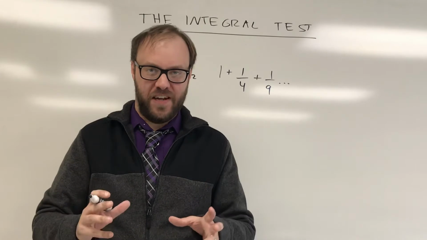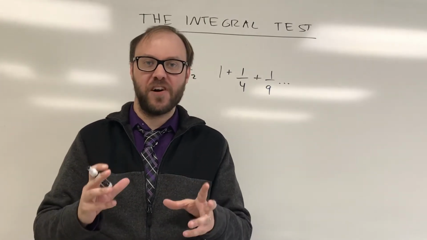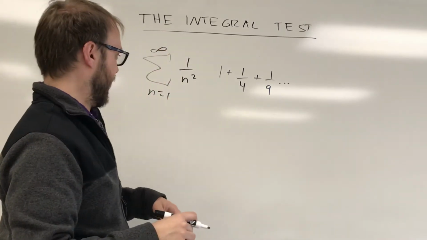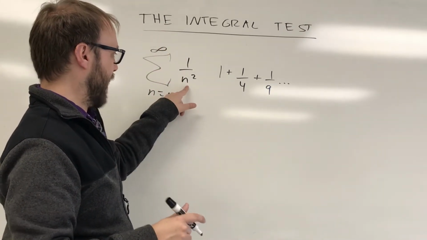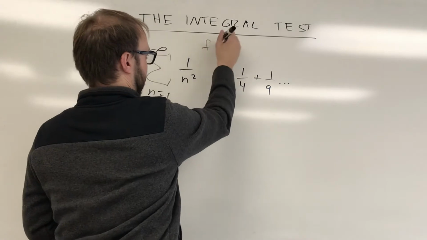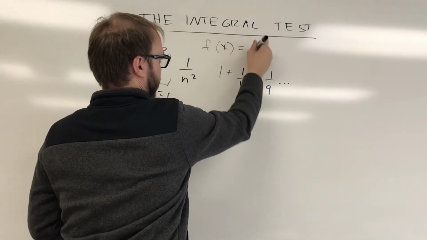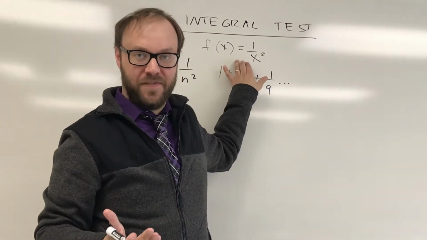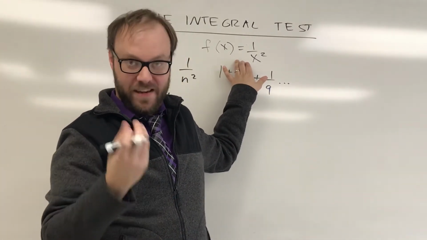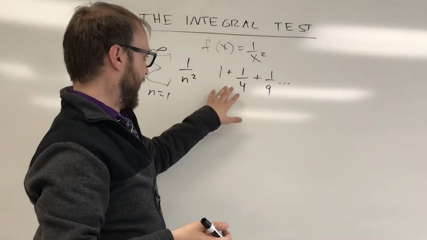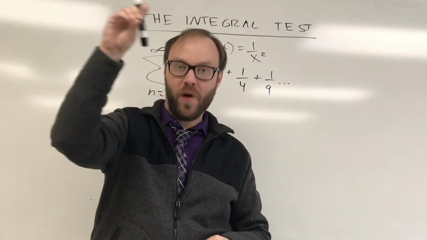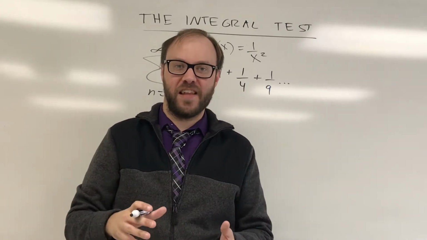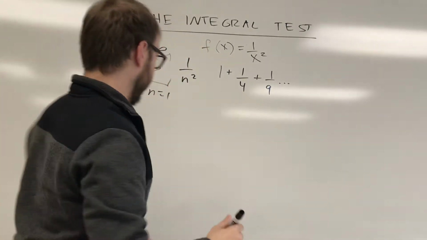If this series looks similar to a function that you know you can integrate, you might be able to use the integral test, okay? In this case, I could make a comparison to the function f of x equals 1 over x squared, okay? Now, this is a continuous function. It's got infinitely many points, and it's continuous. This is not a continuous function, it just has individual points if you were to graph it, okay? So we're comparing this series to a function that has some similarities, okay? That's really the big idea.